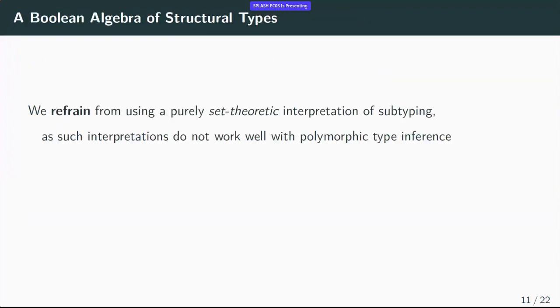So this kind of raises the question, what do these types mean, the intersection, union, negation? A natural way of thinking about types is as sets of values. And then you can say maybe union and intersections can be understood as the unions and intersections of the corresponding sets of values. But actually, this doesn't work so well for type inference. It doesn't really scale very well to polymorphism in particular. So we refrain from doing this.